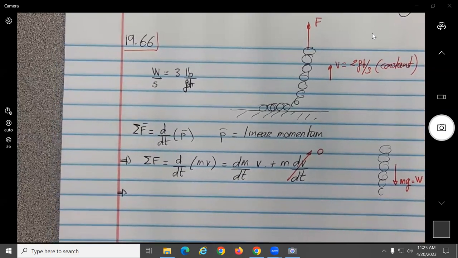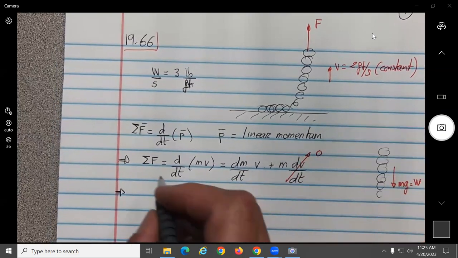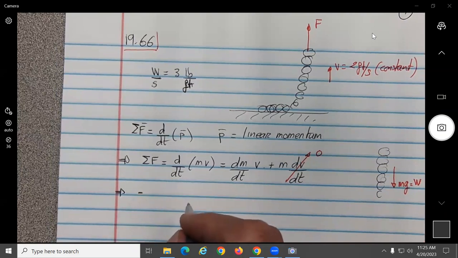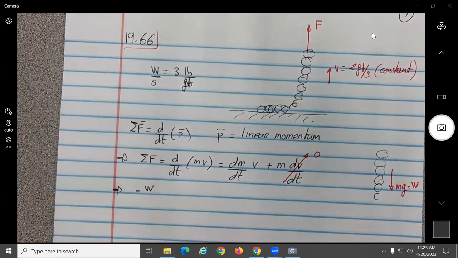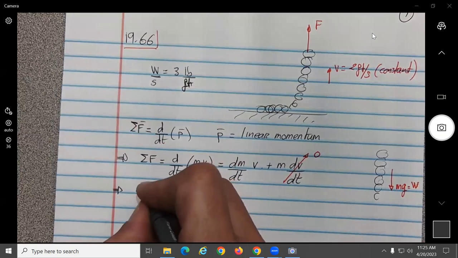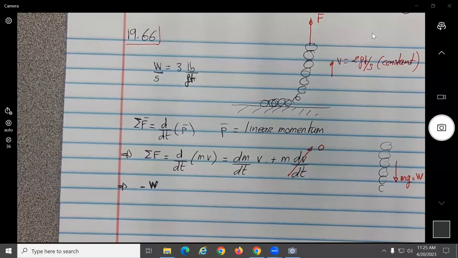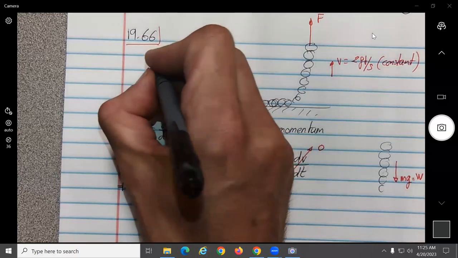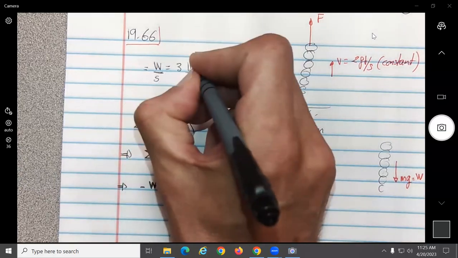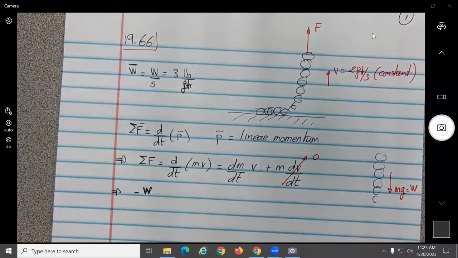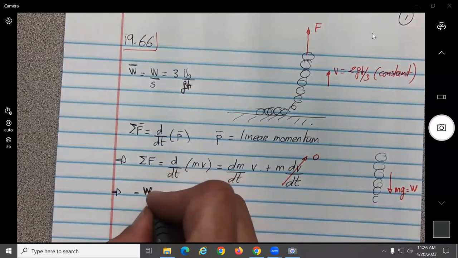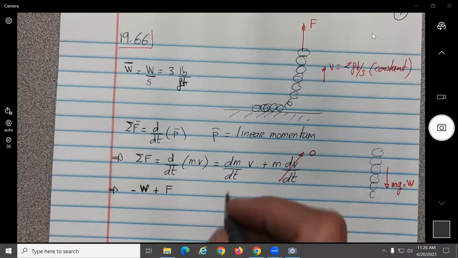So what will be the value of the force? This is moving up. We have minus W. It's not the same W, so I probably will change the name in a minute when I figure out what is better. So minus W. Any other force in the y direction? Yeah, the most important. Plus F, no?